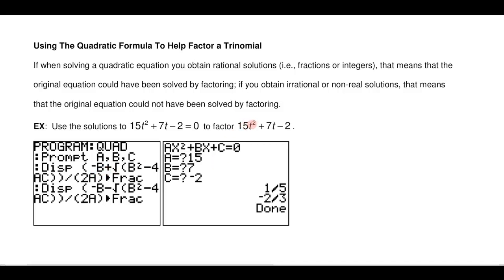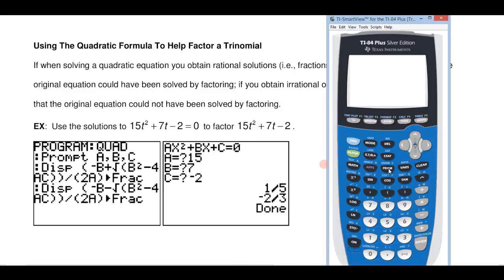So suppose my goal would be to factor 15t squared plus 7t minus 2, and that one might be a little difficult for some students to factor. Well, what I can do is use my quad program, or I can do it by hand if I had to, and plug in a equals 15, b equals 7, and c equals negative 2, and I would find my solutions are t equals 1/5 and t equals negative 2/3. Now that's going to make this equation true.